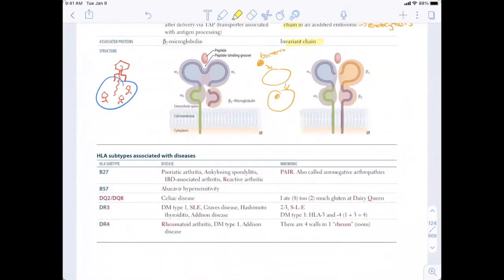This table right here just gives you your HLA subtypes associated with certain diseases. So you have to memorize them, like your B27.